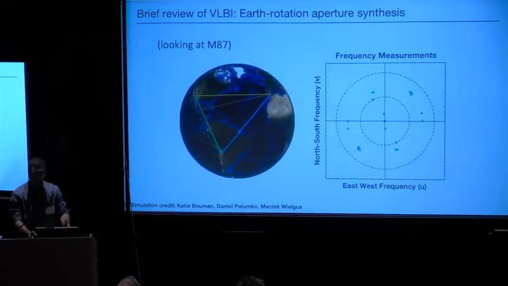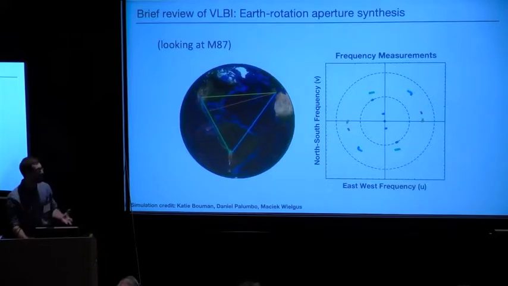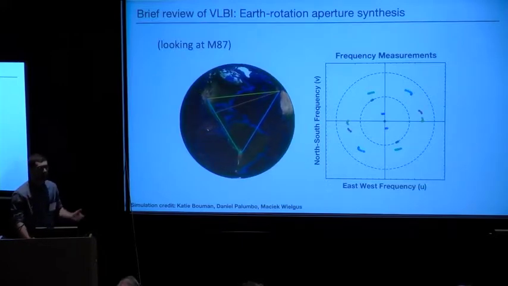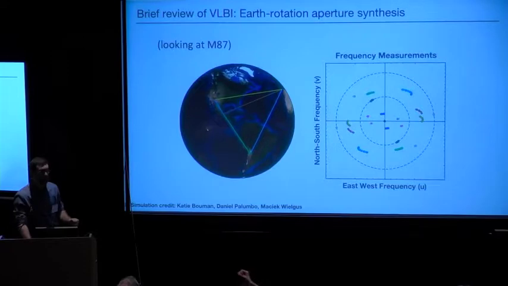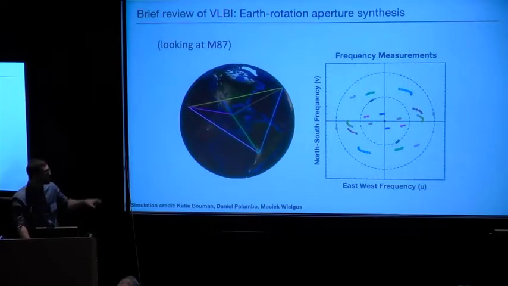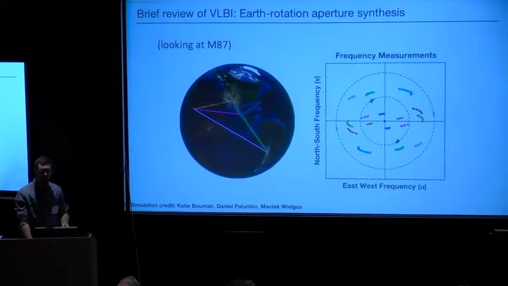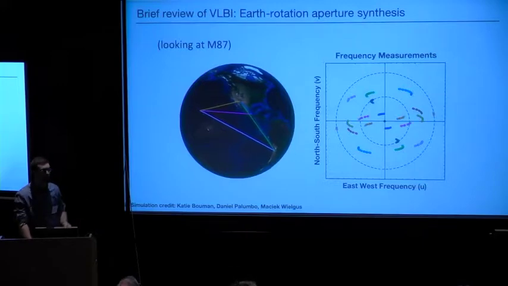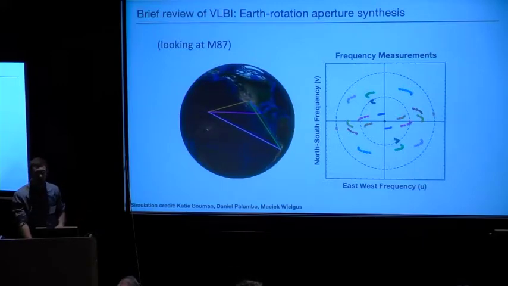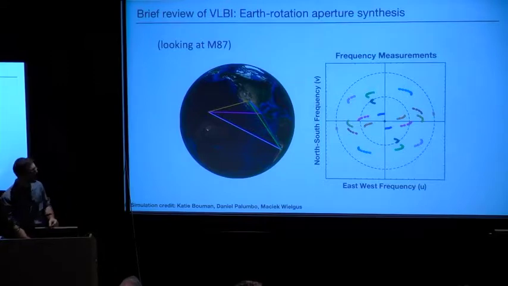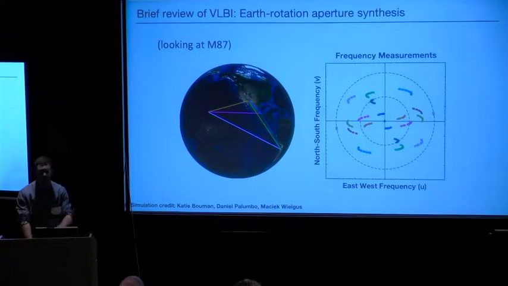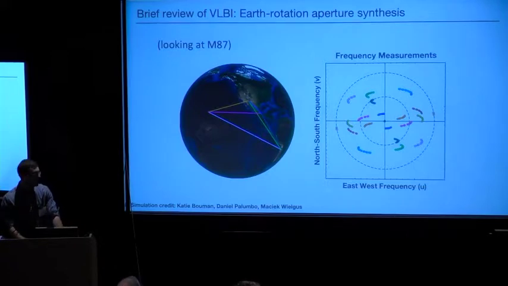So we have a sparse array, and we rely heavily on the fact that the Earth can rotate and fill in the Fourier spacings a bit for us, right? So here on the left is the view of the Earth as seen from M87, and this is an animation where you're just watching it turn. Telescopes are coming into view, and you can see the baseline orientations and projected lengths change with respect to the source, and then the points on the right here, these little tracks that those baselines trace out.